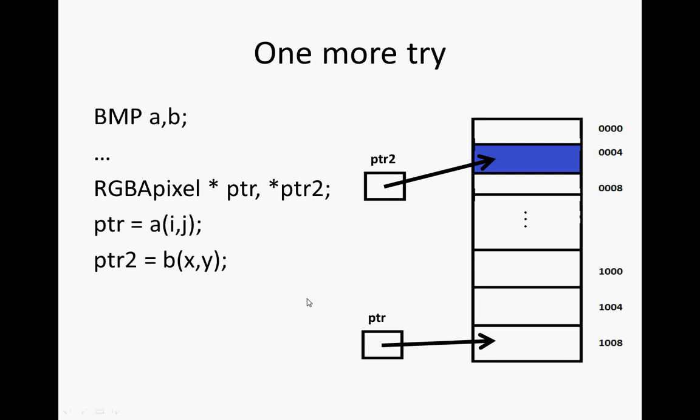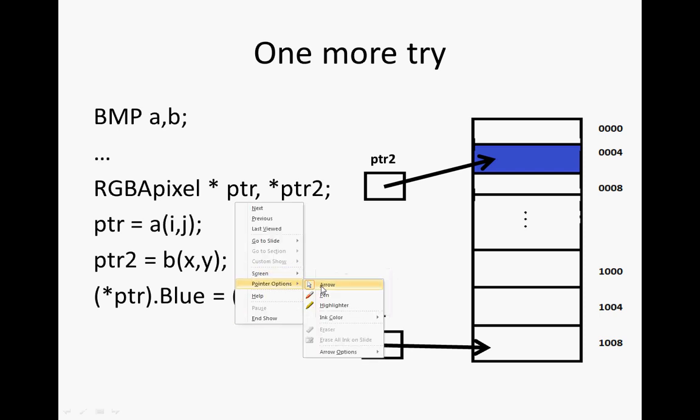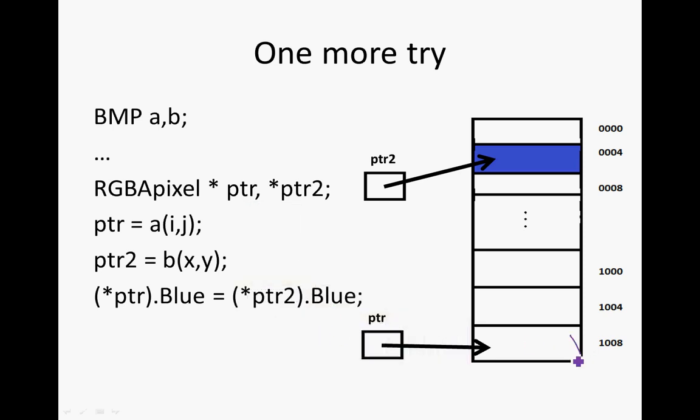Okay, so a different way of doing this. Let's try a different assign statement. Now, remember the star before a pointer just means to dereference. So it means give me whatever is actually in the memory pointed to by that pointer. So let's start on the right here. It says give me the memory pointed to by pointer2 and give me the blue component. And assign that to the blue component of the memory pointed to by pointer. So this is actually going to do what we want it to do. It's going to color this in blue.